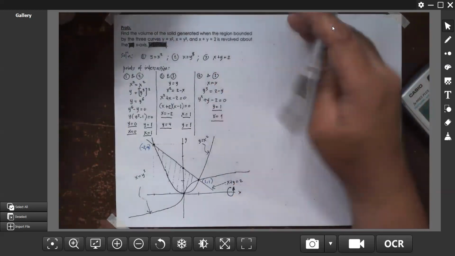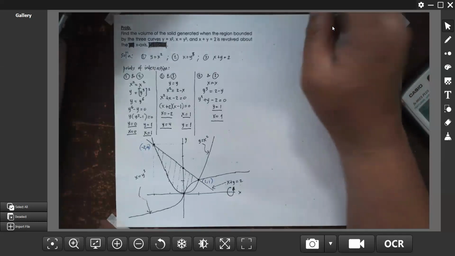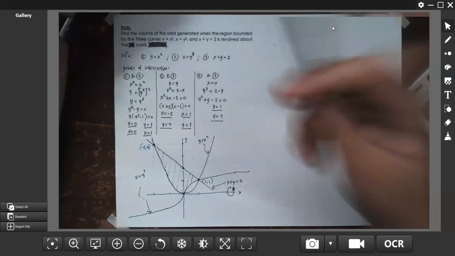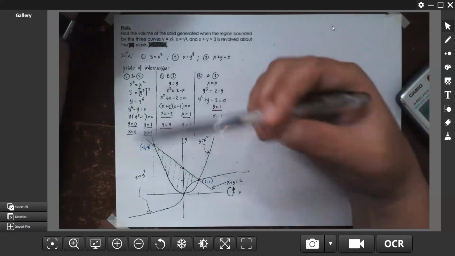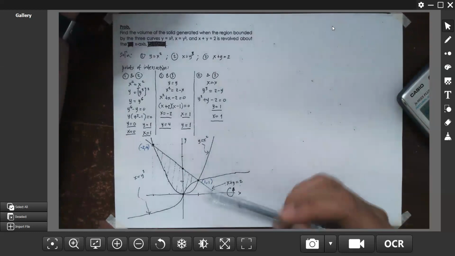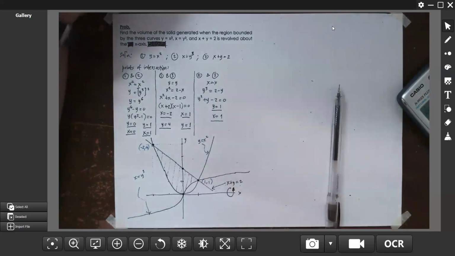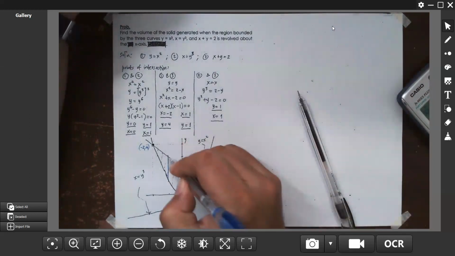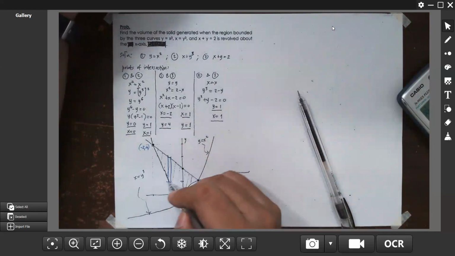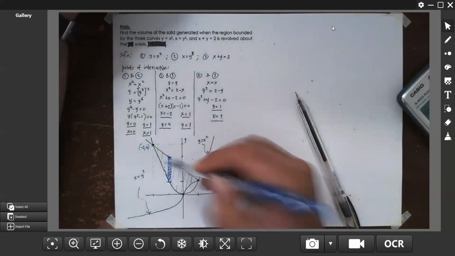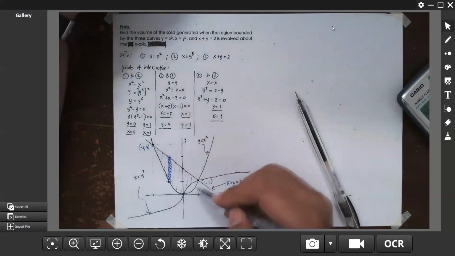Now, for this one, we can analyze two rectangular strips. The first one is vertical, the other one is horizontal. So, for a vertical strip, your y up and y down must be consistent. So if you will draw a rectangular strip on the left side, the conditions are this: the upper value is a line, the lower value is this parabola.